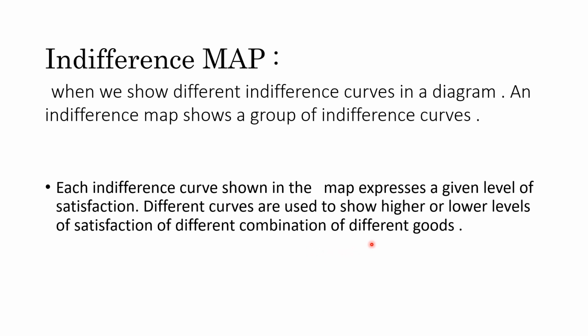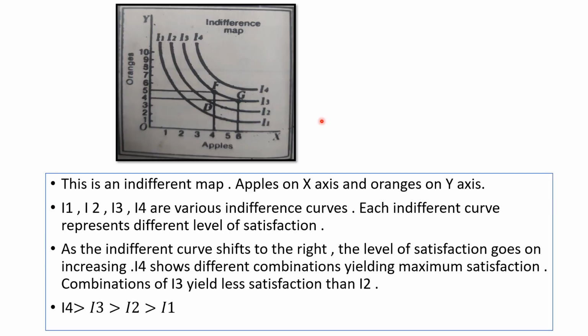See, on one indifference curve, at any point the satisfaction will be the same. You take another indifference curve, at any point the satisfaction will be the same. So you can compare these indifference curves showing higher or less satisfaction. And when you show all of them together in a diagram, so many indifference curves, it is called a map. Now here we are trying to explain the indifference map.